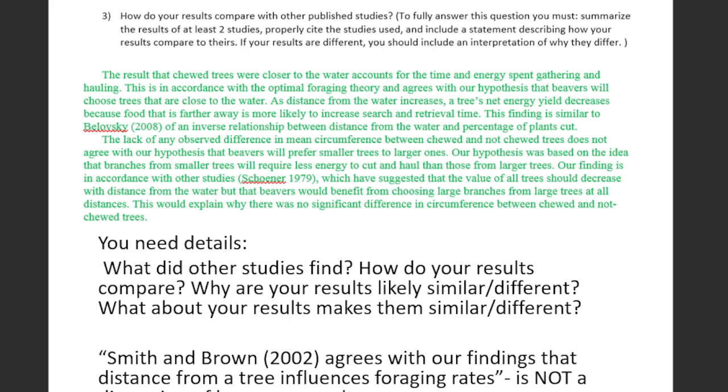So how do your results compare to other published studies? You have to summarize the results of at least 2 studies, properly cite the studies used, and use a statement describing how your results compare to theirs. What did the other studies find? How did your results compare? Why were your results similar or different? This will provide a lot more comparisons. It'll be a lot more helpful in describing and adding to your paper.